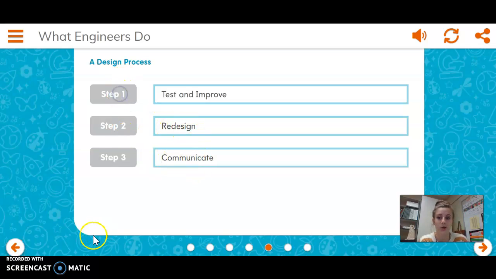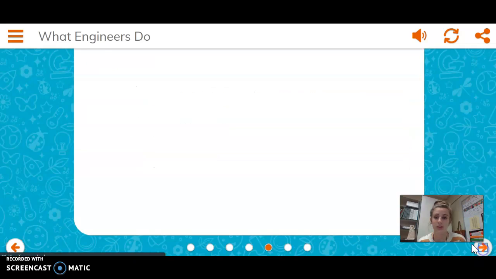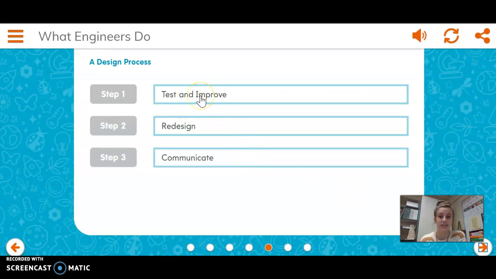I know it says step 1, 2, and 3, but if we started here, so define a problem. The scientists or the engineers need to figure out what is the problem first. And once they figure out what the problem is, then they can decide how they're going to plan and how they're going to build. So that's step 2.